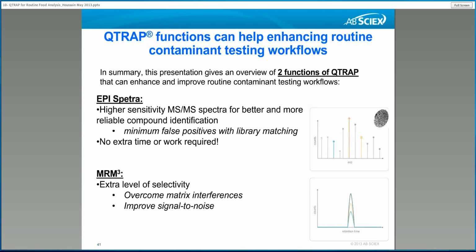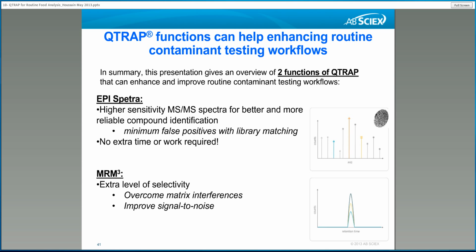In summary, this presentation gives an overview of the two unique functions of the QTRAP technology that can enhance and improve routine contaminant testing workflows. With EPI scan, you are able to enhance your routine MRM detection by adding the extra trigger MS-MS to detect all fragments. The result is better sensitivity for MS-MS spectra and fewer false positive results due to the ability to match a full MS-MS spectrum with library spectra for added confirmation and identification.